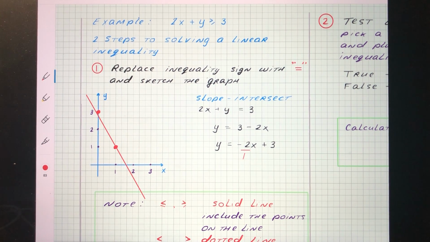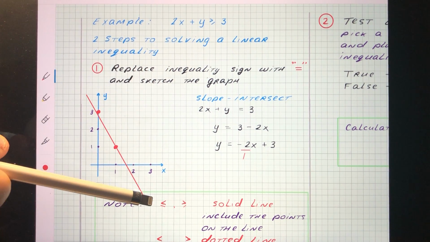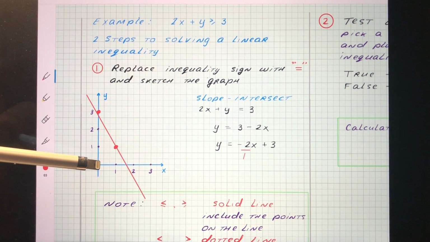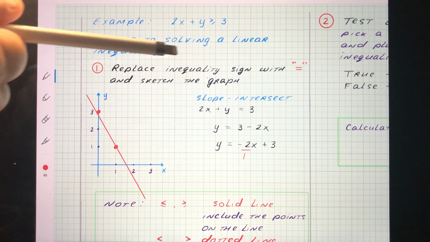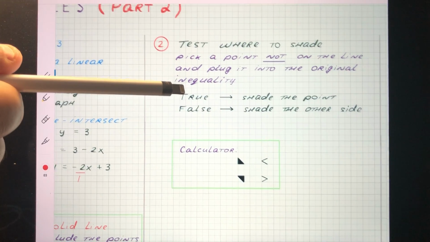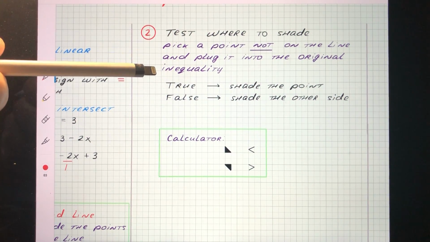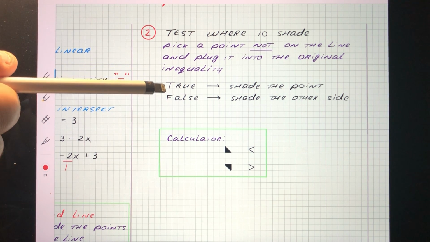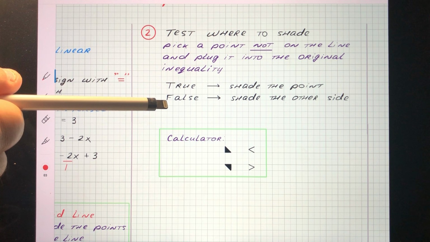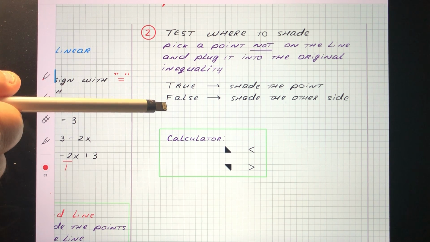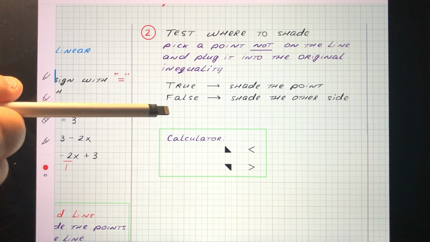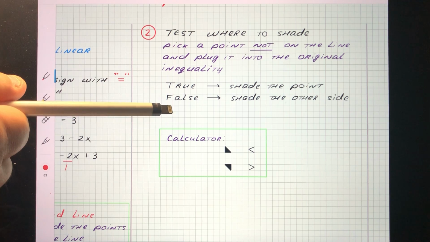Now we have two parts of this. This line has cut our plane into two parts, below and above. We need to decide which side has our answers. To do this, we use the second part of the process, and that is a test point. We pick any point that is not on the straight line and we test it. If the answer comes out to be true, then we shade the side where the point is. If the answer comes out to be false, that means all the points on the same side will not solve our inequality, which means all the points on the other side are the actual solutions.